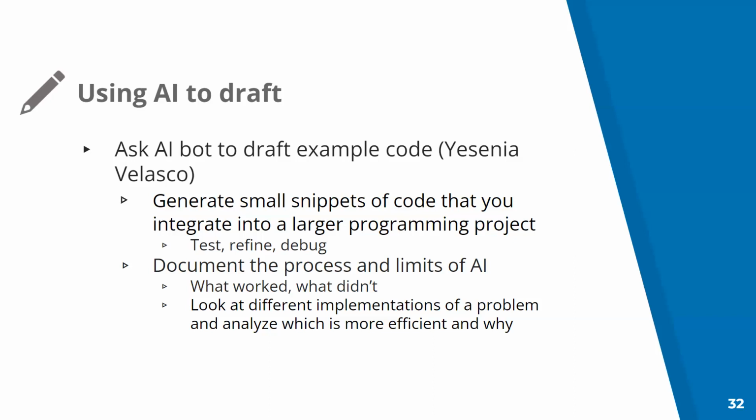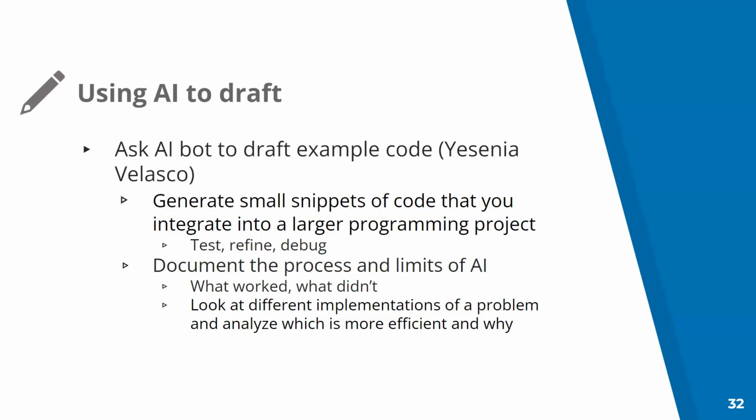And this is another place where you can have students document the process and limits of AI. They can think about what worked and what didn't, which parts of the code from the AI did integrate fairly easily with only a little bit of refinement, and which ones really didn't work. Because I've seen examples of AI hallucinating and making things up with code as well, making up packages that don't actually exist, right? So that's something they would need to figure out, whether it's correct or not.